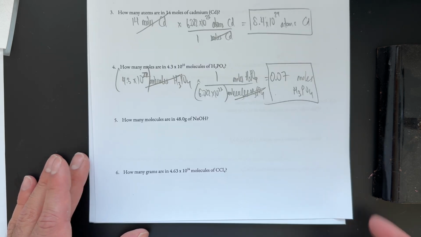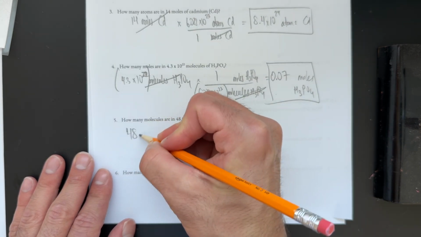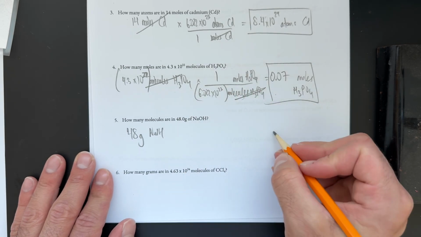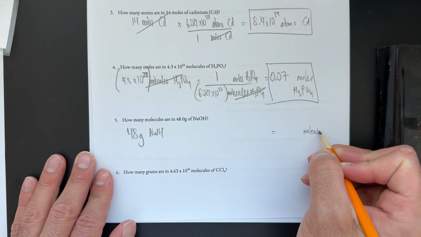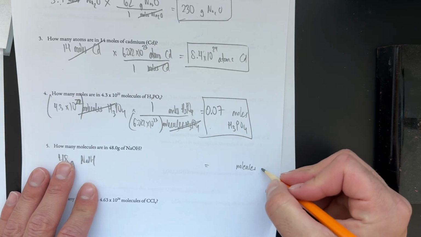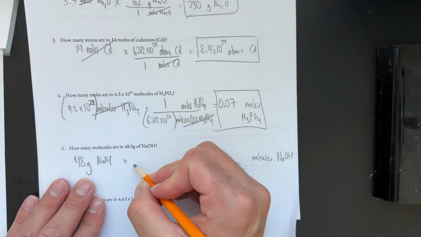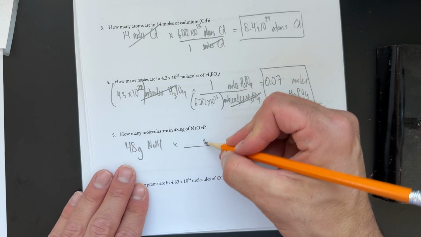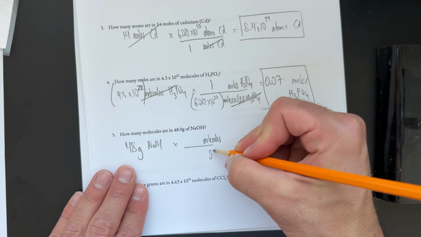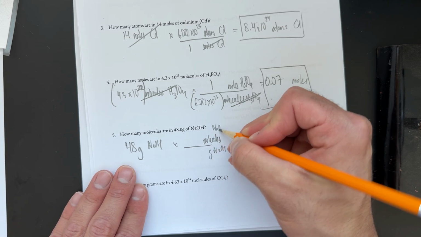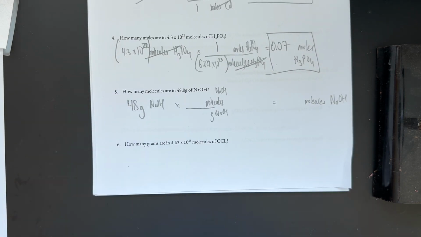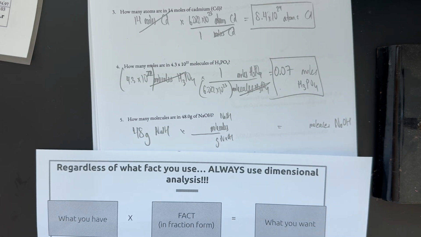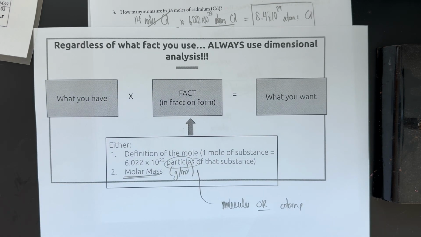Cool, okay. So how many molecules are in 48 grams of NaOH? So 48 grams of NaOH. We want to get molecules of NaOH. And so what we think we should do is say, hey, all I've got to do is multiply by something with molecules on top and grams of NaOH on bottom. Right, molecules NaOH, grams of NaOH. Now the problem is, take a look at this. Is there a fact that gives us the number of grams with the number of molecules? Is there something that gives us grams and molecules?